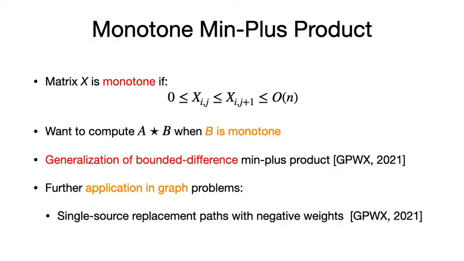A matrix is called monotone if each row of the matrix is monotone, plus that all entries are non-negative and bounded by order n. In this problem, we want to compute min plus product when only matrix B is monotone. And here we do not assume anything about matrix A. It is known that this definition is a generalization of the previous bounded difference min plus product. Also, other than applications in string problems, it has application in the classical single source shortest path problem with negative weights.